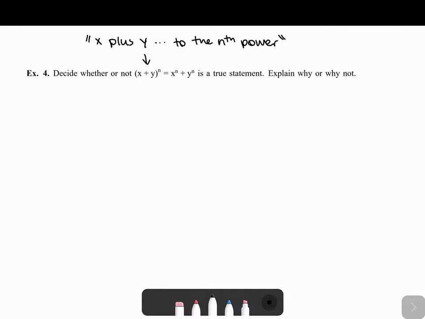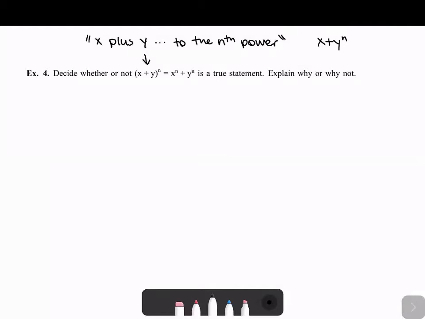It can get really complicated, right? Even this (x+y)^n can be complicated, because if I didn't have that pause, you might think that I was saying x plus y^n, and those are different. Okay, so we want to decide whether or not this is a true statement and explain why or why not.